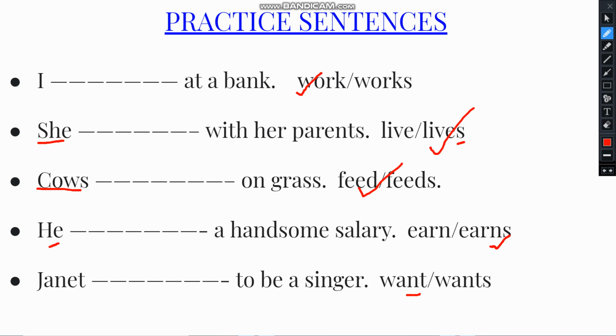Now Janet dash to be a singer. Want या फिर wants? What should be added here? Janet is what? Janet is a noun, singular. So Janet wants to be a singer. तो यहाँ पे wants लग जाएगा.